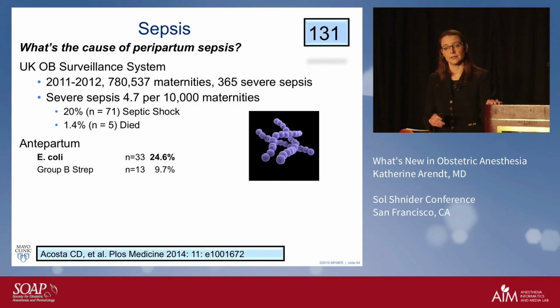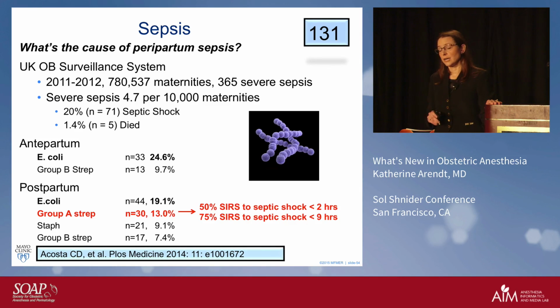In the antepartum, the cause of sepsis was by and large E. coli. These are the cases in which they were able to identify a bug. In the postpartum, by and large, the bug was E. coli. However, there was another player in the postpartum that we all need to be aware of, and that's group A strep. In the group A strep group, it comprised 13% of all the identifiable causes of sepsis.